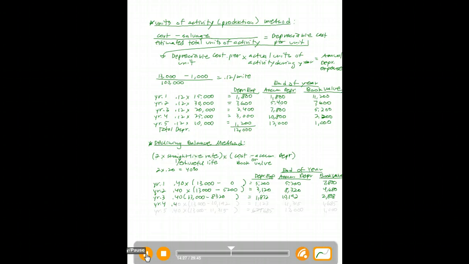Year 4, 40% times 13,000 minus our accumulated depreciation of 10,192 equals 1,123. So my accumulated depreciation is the 10,192 plus the 1,123, which is 11,315. That gives me a book value of $1,685.